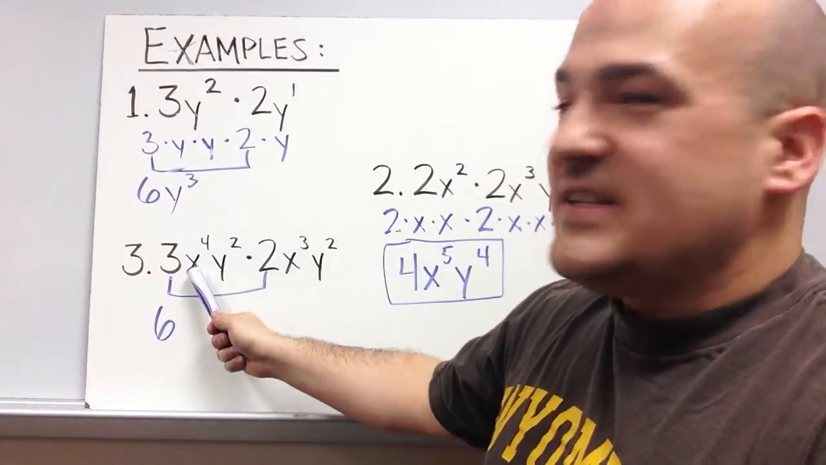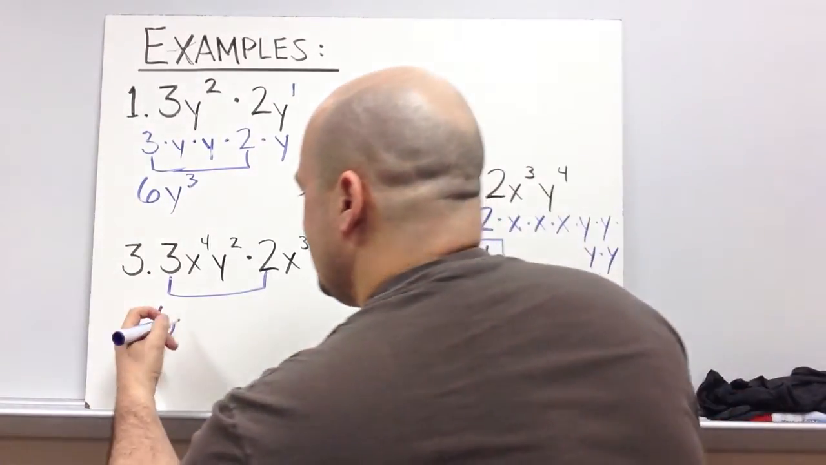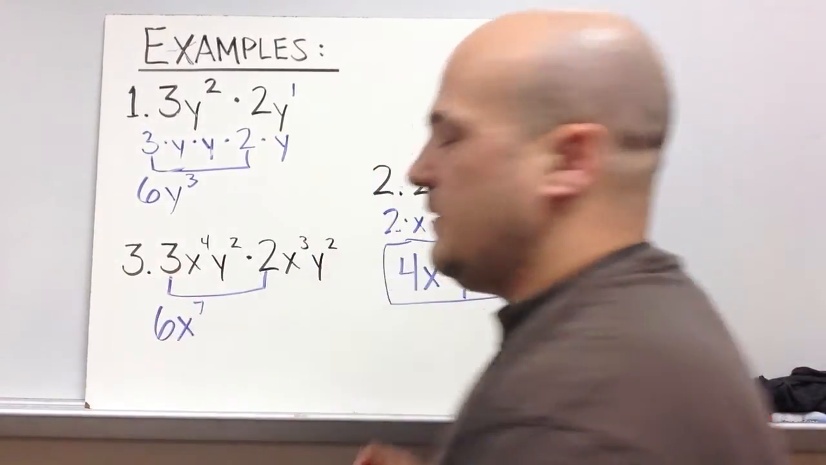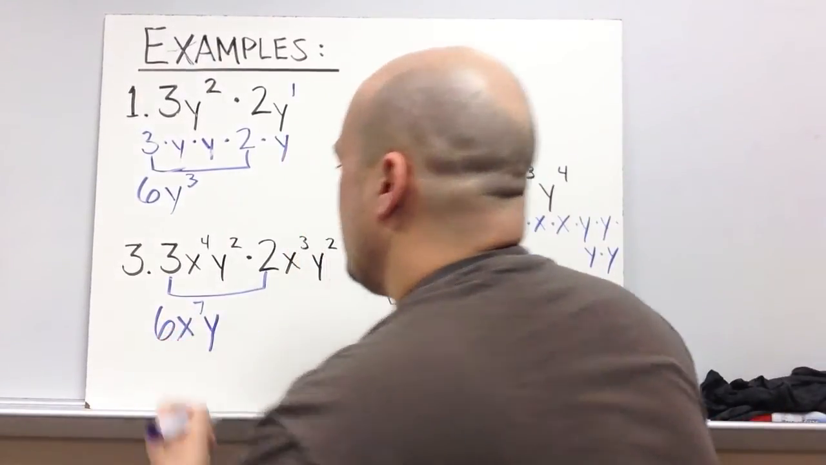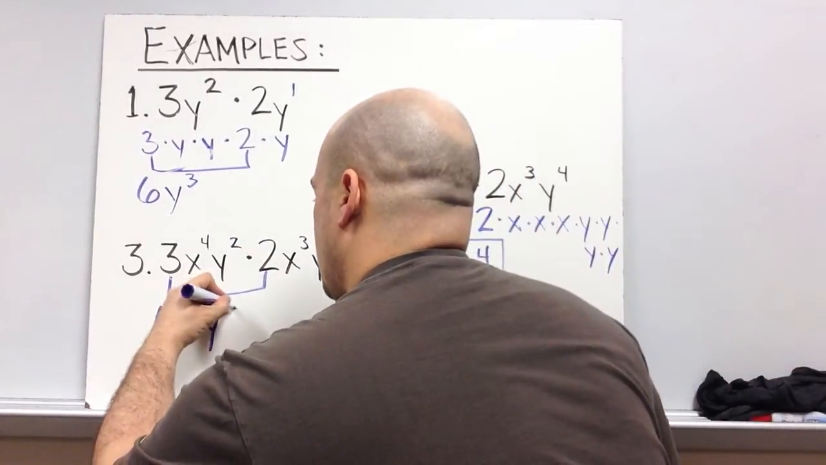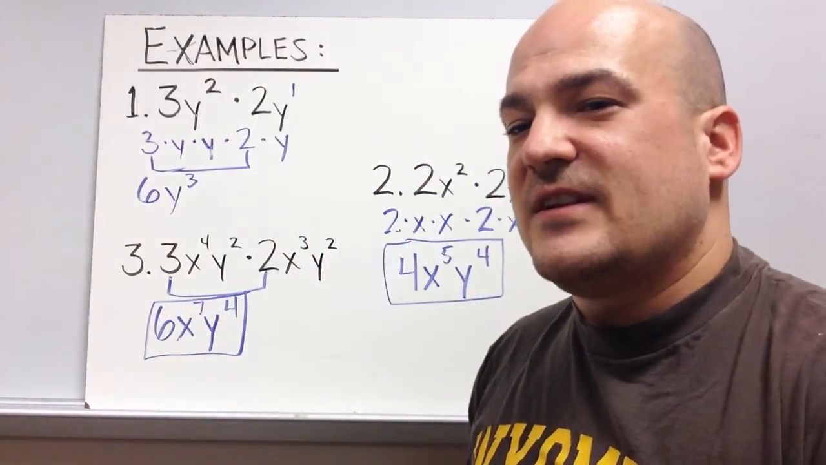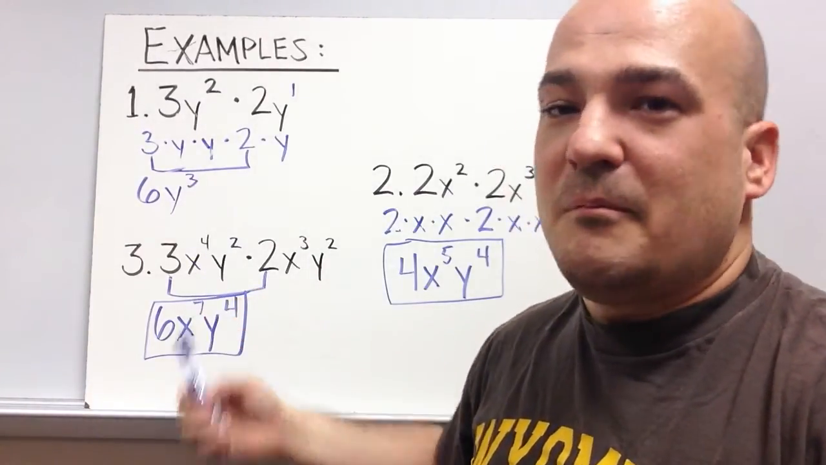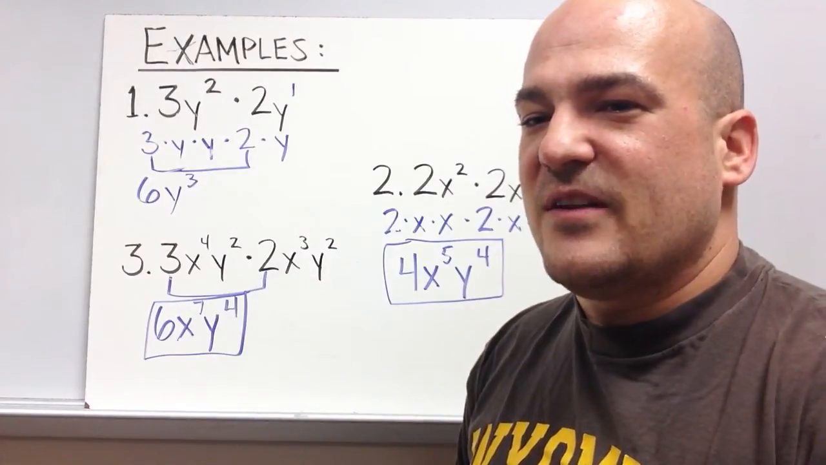Okay, so I look at my x's, I've got an x to the fourth here, and an x to the third here. So I'm going to keep my base, keep my x, and add my exponents. There we go. Then I look for my y's. Keep my base, keep my y, and then add the exponents. 2 plus 2 is 4. So 6x to the 7th times y to the 4th. That's the solution for that monomial times monomial.